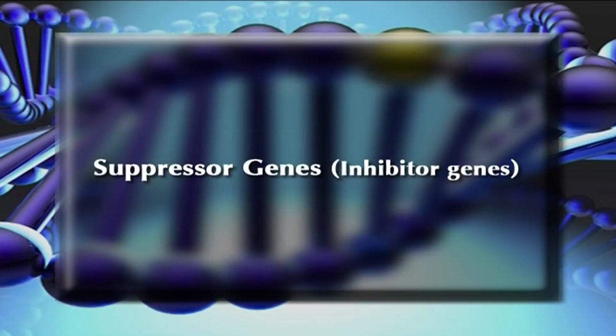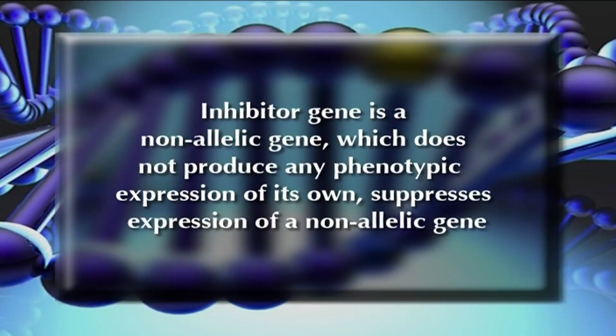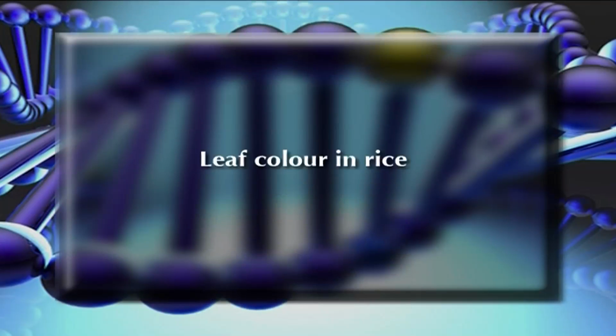Number 6 is suppressor genes, which are also known as inhibitor genes. An inhibitor gene is a non-allelic gene which does not produce any phenotypic expression of its own but suppresses the expression of a non-allelic gene. Leaf color in rice.